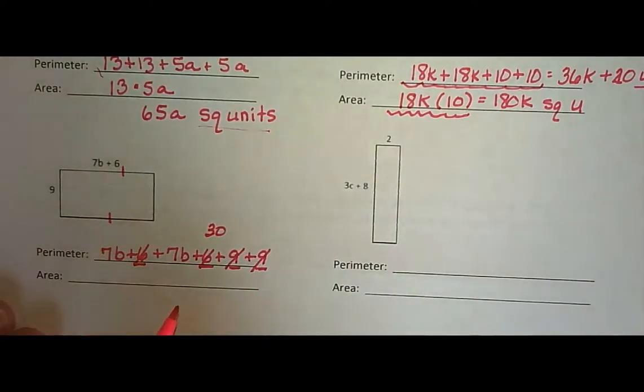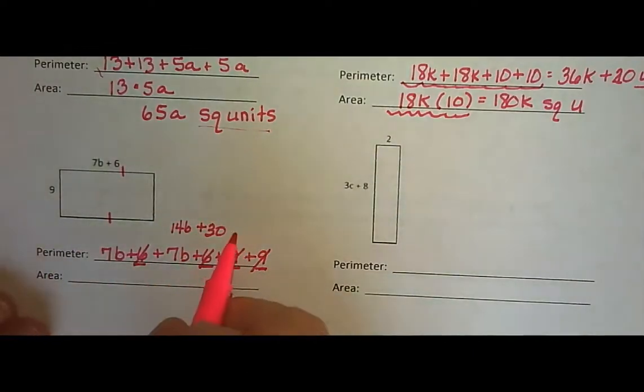And then 7b and 7b would give us 14b. So it could be 14b plus 30. I would accept this or this as a correct answer. And let's not forget to label. So perimeter is just units.